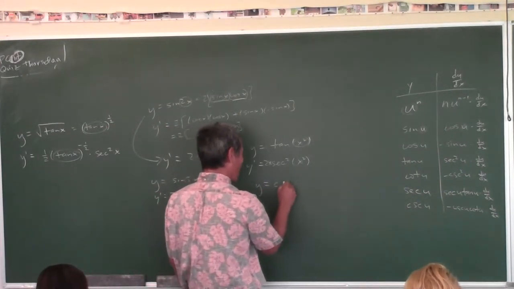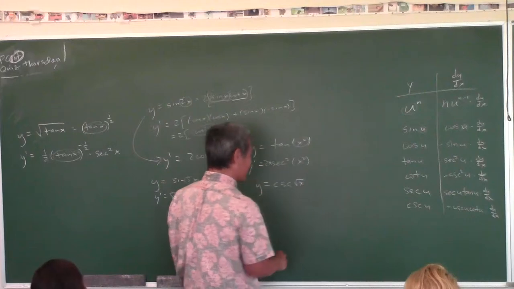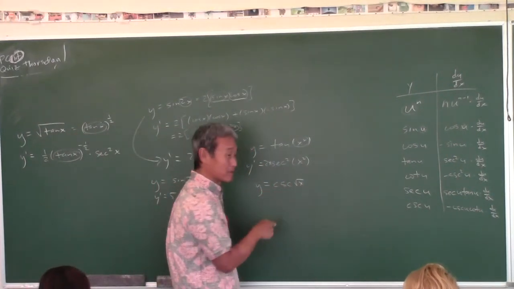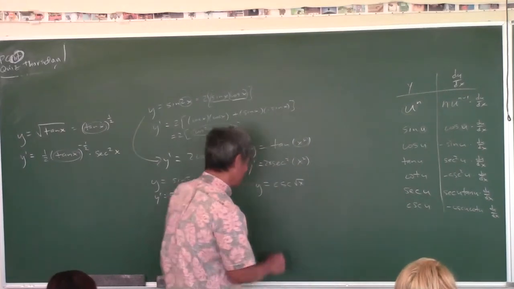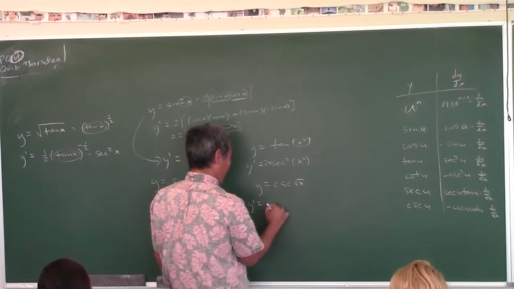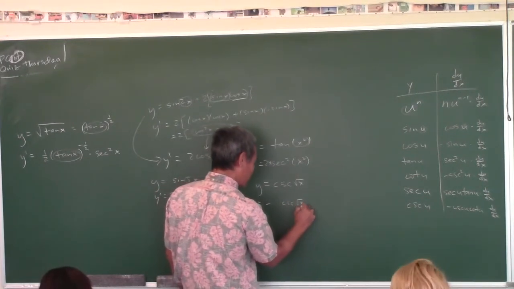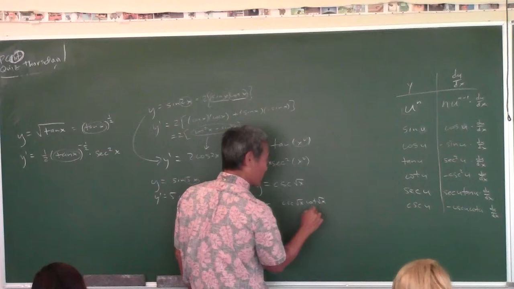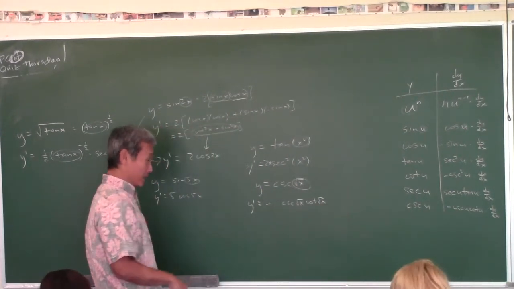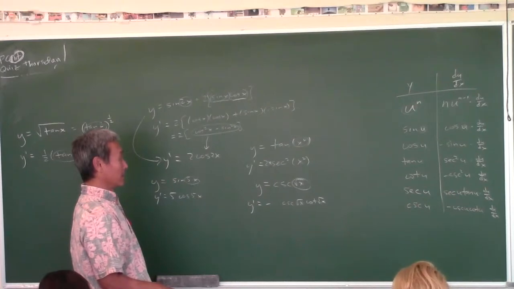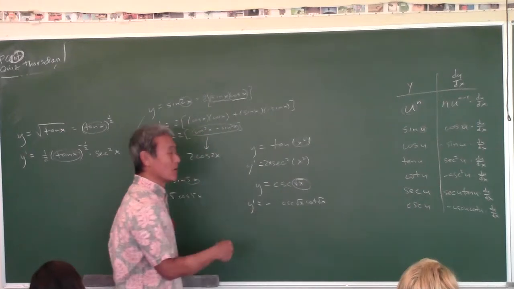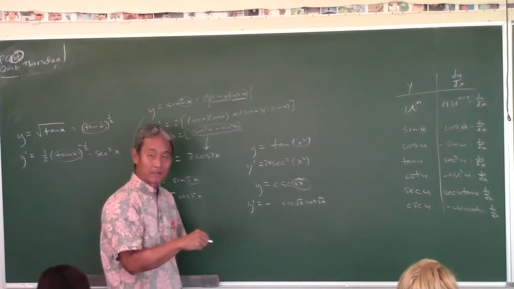Y equals cosecant radical x. Well, what do I see? I see cosecant box. It's right there. So the derivative is simply what? Negative cosecant box, cotangent box, and here's the most important part, times the derivative of the box, which is? Come on, we took the derivative of this so many times that we have it memorized, right?